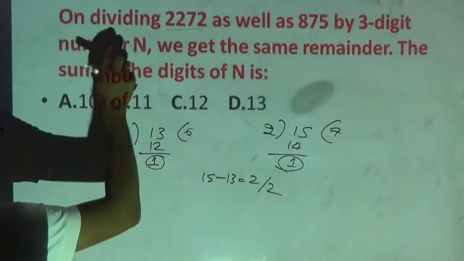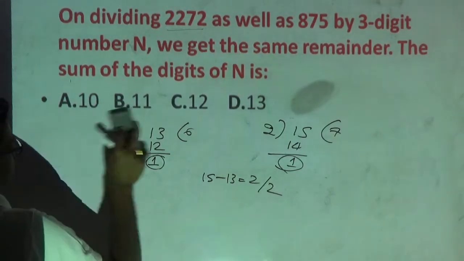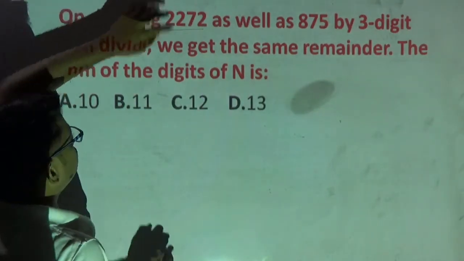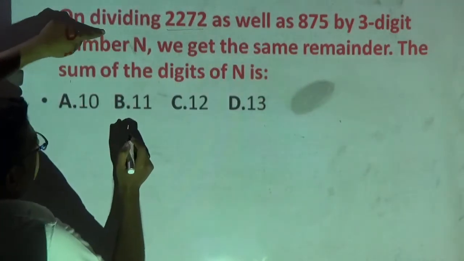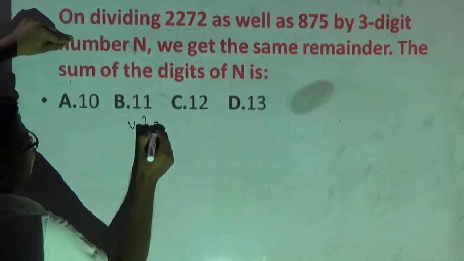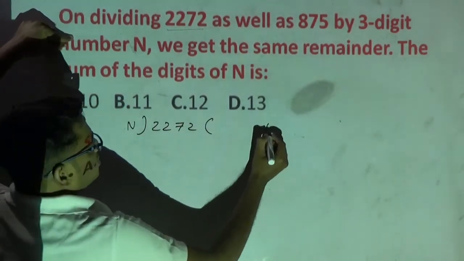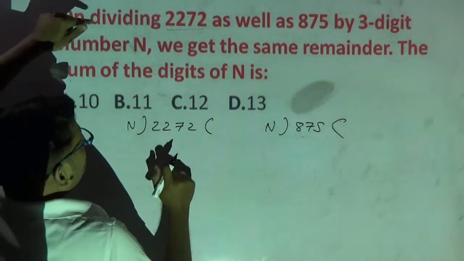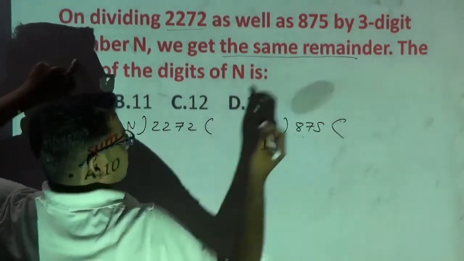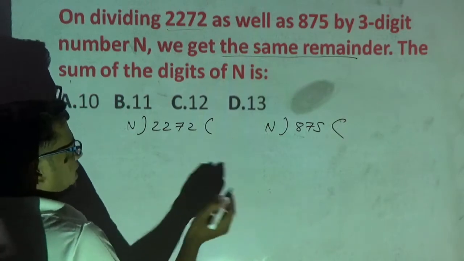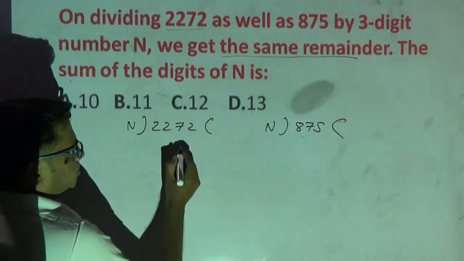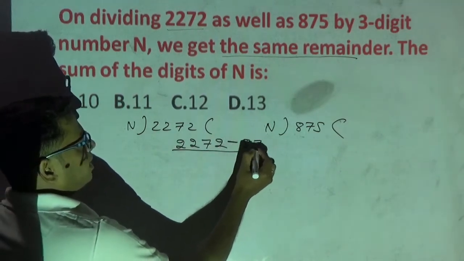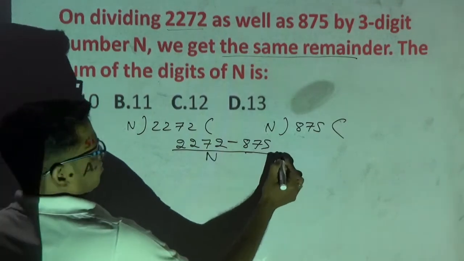If you have understood this example, I will go for the given question now. On dividing 2 to 72 as well as 875 by a 3-digit number n, I am dividing 2 to 72 and I am also dividing 875 by a 3-digit number n, and they are telling that remainders are the same. When I told you in the previous example, when we are getting the same remainder, then the difference of those two numbers is always completely divisible by what? The given number n.